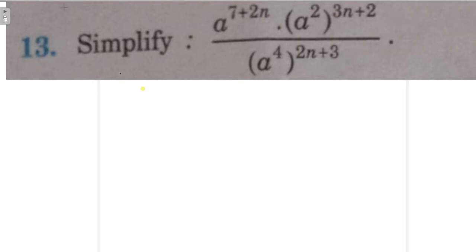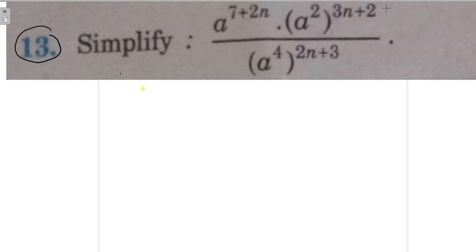Today we are going to solve question number 13 in your book. Questions 1 to 12 have already been explained in our previous videos, so watch them carefully. Today we are going to start with the last part of exercise 2A, that is questions 13 to 16. Question number 13 is this.